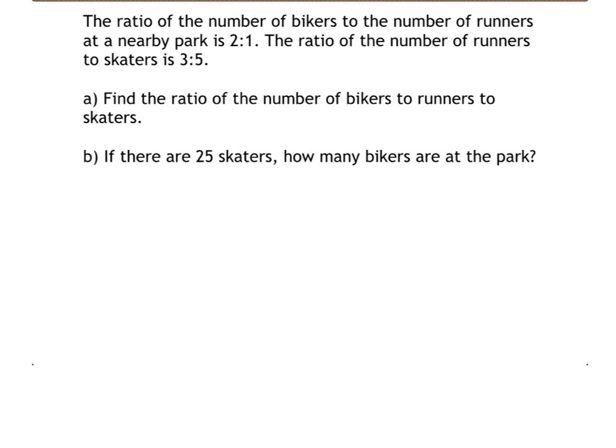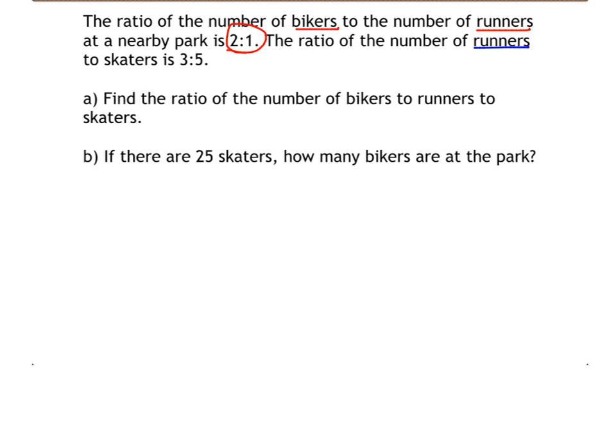Welcome. We're going to take a look at another problem involving ratio and proportion, and this time we're going to go to the park. Here we go. The ratio of the number of bikers to the number of runners at a nearby park is 2 to 1. I'm just going to underline that we're dealing with bikers and runners at 2 to 1. The ratio of the number of runners to skaters is 3 to 5.